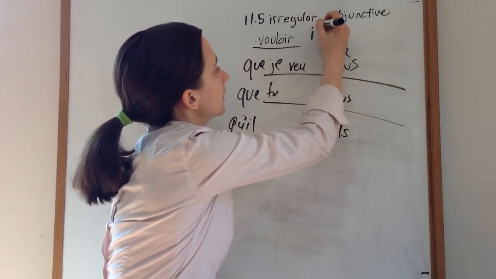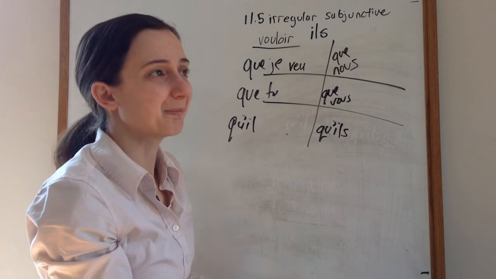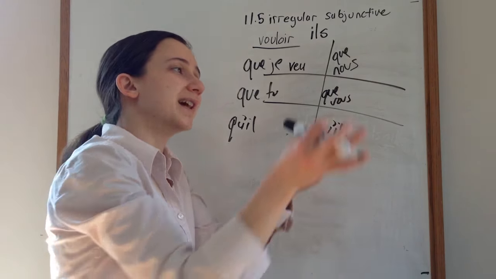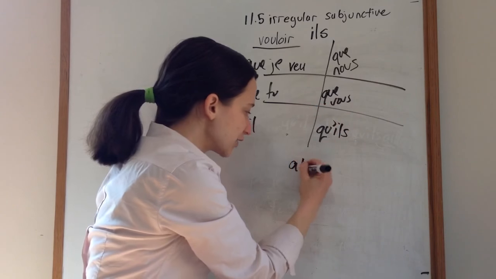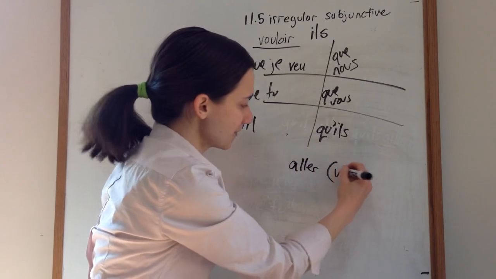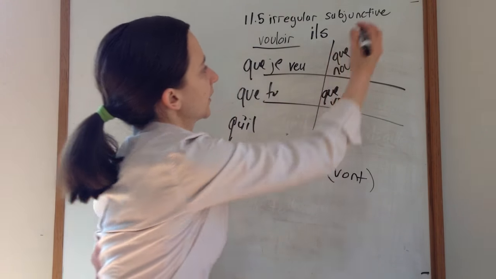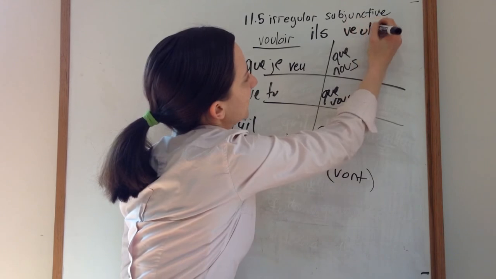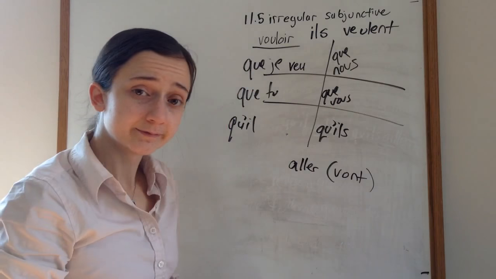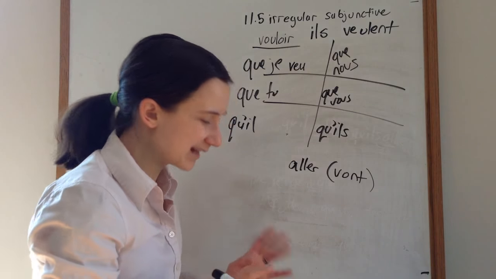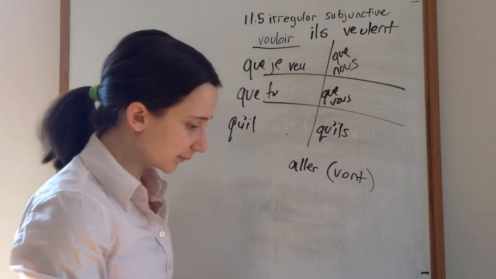So let's go. Plural, let's look at that. This one, it's not that tricky here. With aller, it was tricky because that third person plural was vont. Well, nothing like it, right? Here, third person plural, if you remember, ils veulent. Okay? So what we're going to look at, it's kind of similar here.